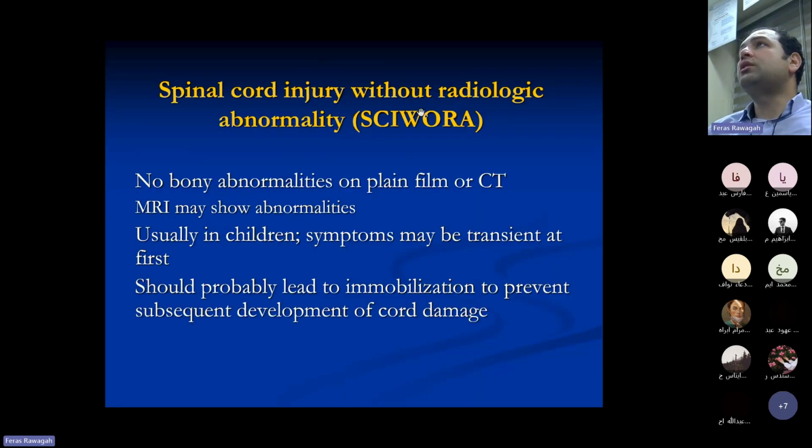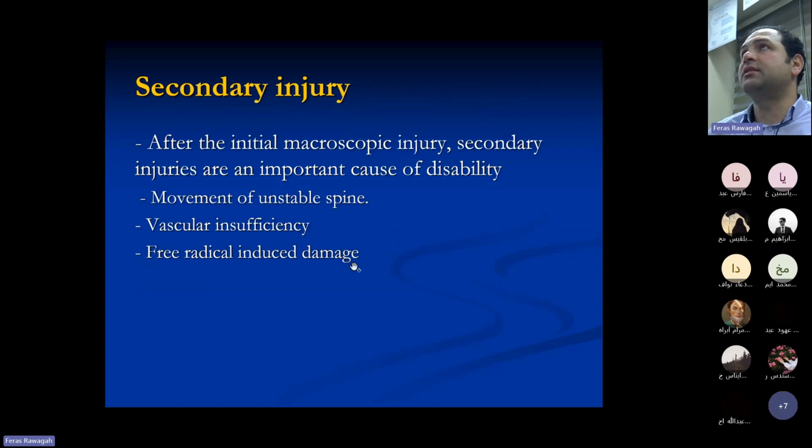Spinal cord injury without objective radiological abnormality happens in children due to hyperlaxity of the spine, as we said. Secondary injury, as we said, has some mechanisms: free radicals, vascular insufficiency, ongoing compression, and movement of an unstable spine, and we talked about how to prevent them.